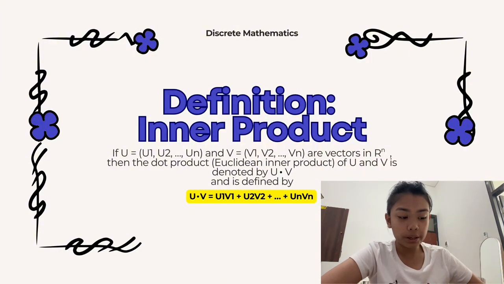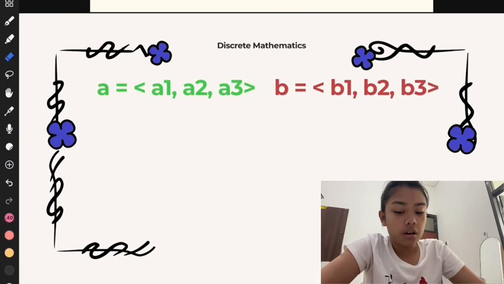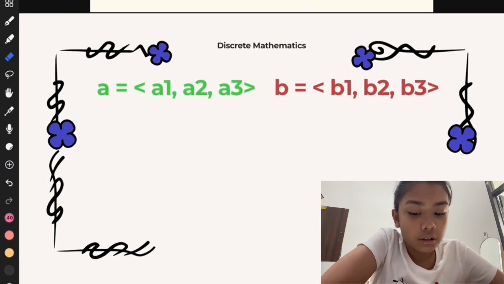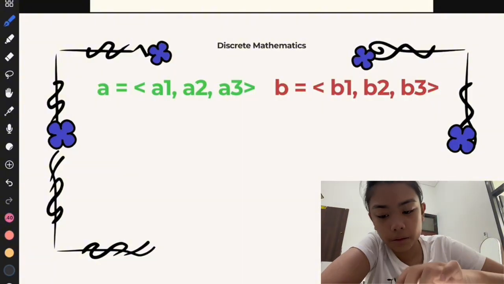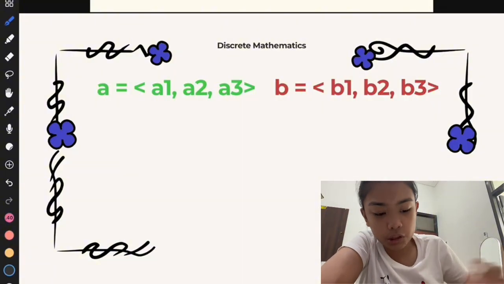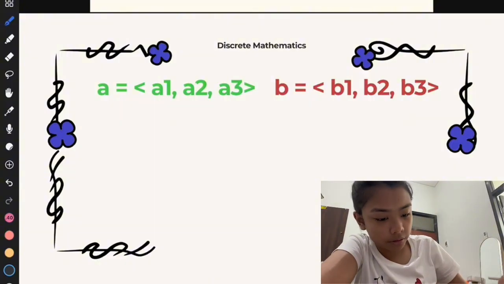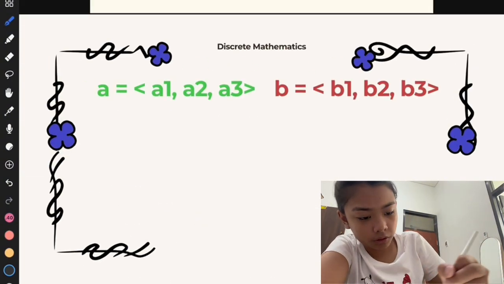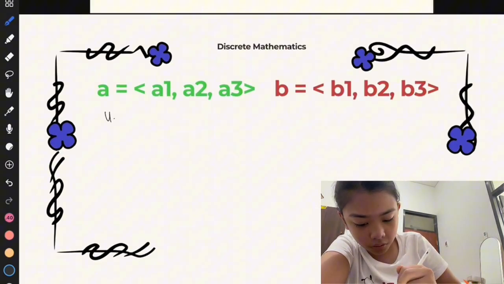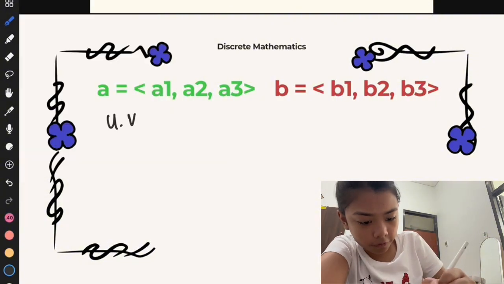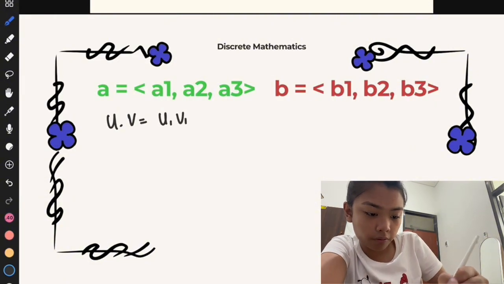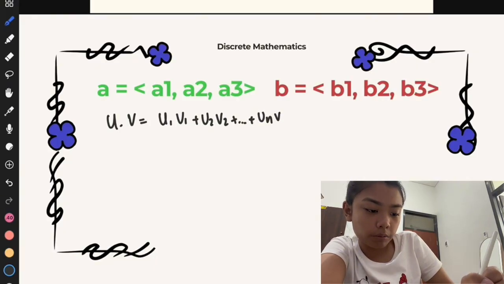So to further explain, let's take a look at this. Here I have the example. I have A, which consists of A1, A2, and A3. I also have B: B1, B2, B3. So using the definition, let's write down the definition of inner product. U dot V: U1 times V1 plus U2 times V2, and so on until Un times Vn.